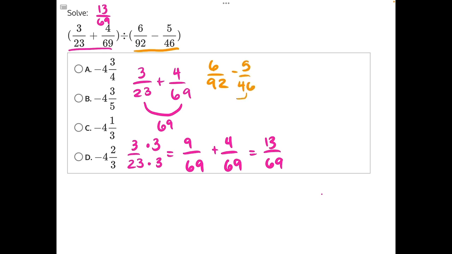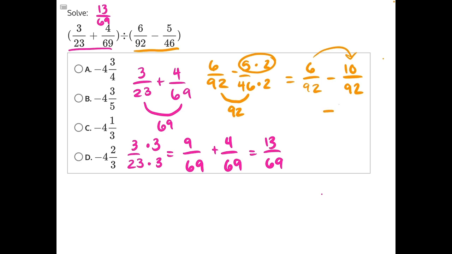46 is exactly half of 92, so the least common denominator here will be 92, and the way to get us up to 92 is to multiply our numerator and denominator here by 2. 5 times 2 will give us 10, and 46 times 2 will give us our common denominator of 92. Now when we subtract, 6 minus 10 will give us a negative 4 over 92.